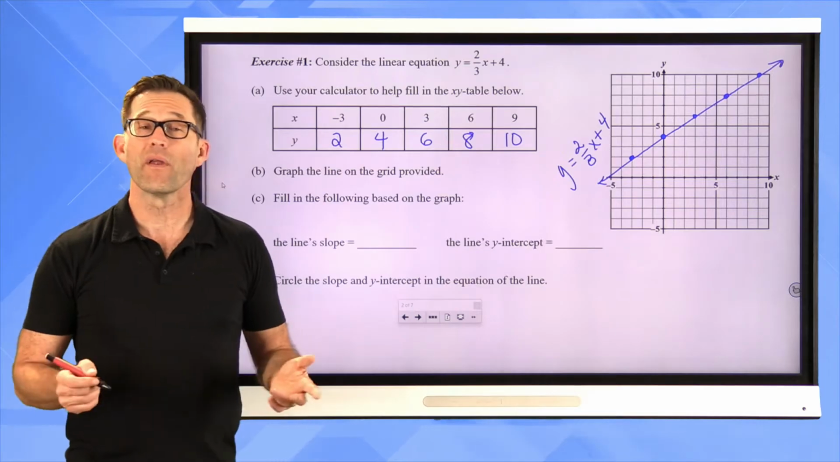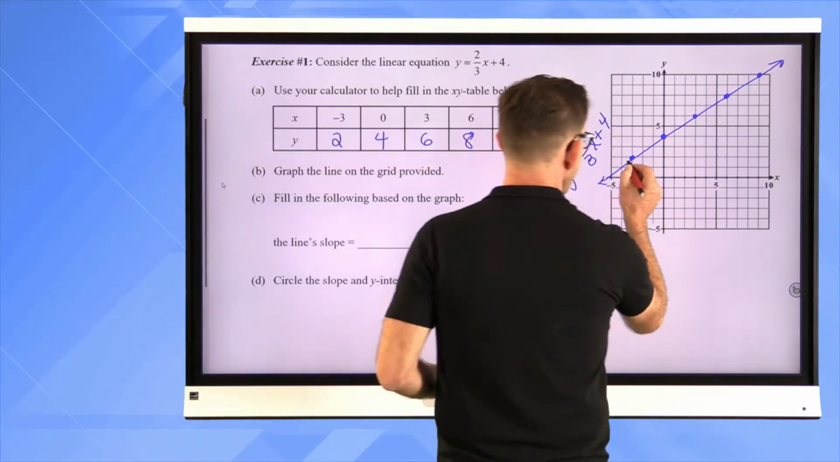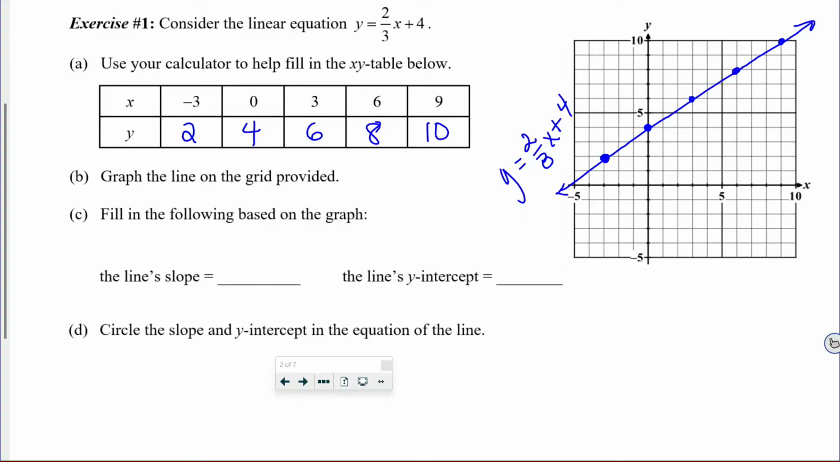All right, well the line's slope we can do graphically or we could do with the slope formula if you really wanted to, but it's very simple graphically, right? Here I have a change in x of 3 and a change in y of 2, so the change in y divided by the change in x would be 2/3. The y-intercept happens to be this coordinate, which is just equal to 4.